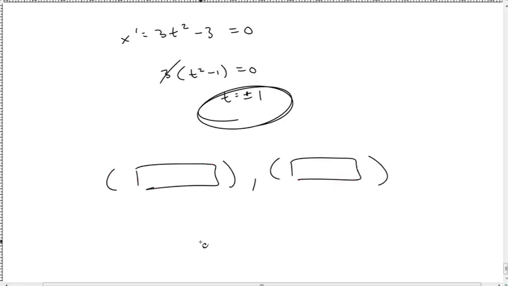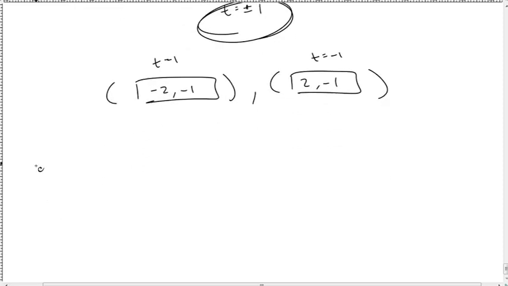I can't remember exactly how WebAssign styles your answers, but when I plug them in, I get these guys here. I believe this is when I plugged in t equals 1. This is t equals -1. I'm not too concerned about plugging stuff in. That's easy stuff.